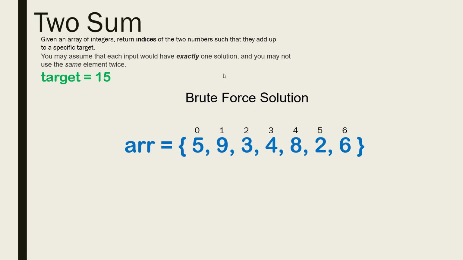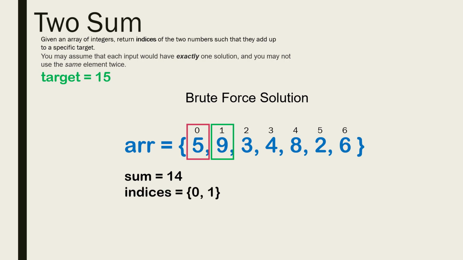For a brute force solution, we can start on the first index. So that would be our slow cursor. We would have two cursors actually. So we can keep track of the slow cursor with the red box and the fast cursor with the green box. For this first and second cursor, the current sum is 14. The indices are 0 and 1. What we wanted is that the sum would be equal to our target.